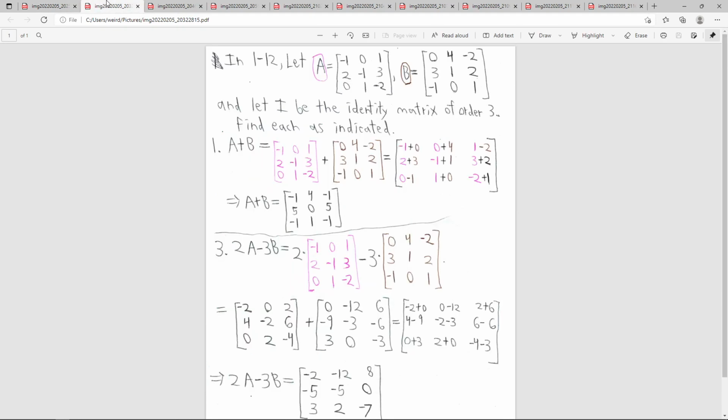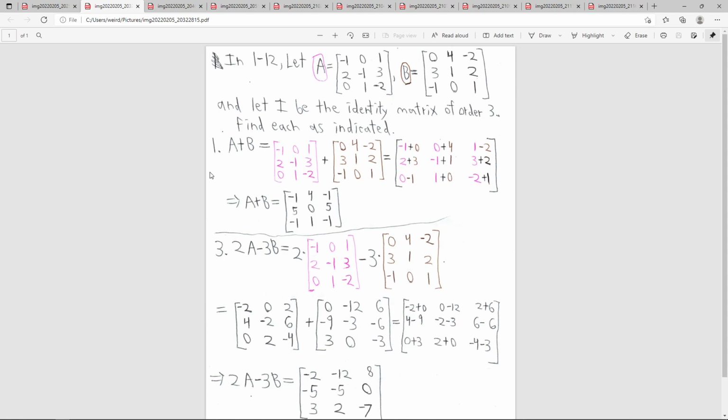Still good to notice. So in these first several examples, we let A equal this matrix and B equal this matrix, and let I be the identity matrix of order 3. Find each as indicated. So it's a 3 by 3 identity matrix. That is what order means: order 3 identity means just 3 rows and 3 columns. An identity matrix has a diagonal of 1s and everything else 0s.